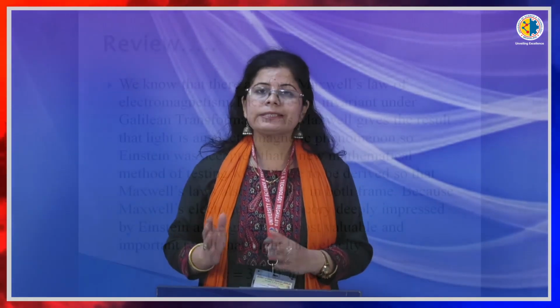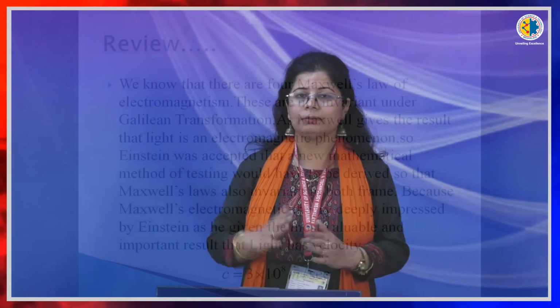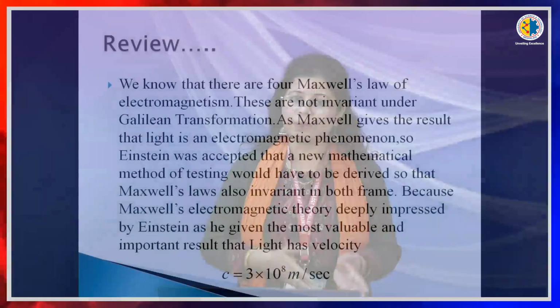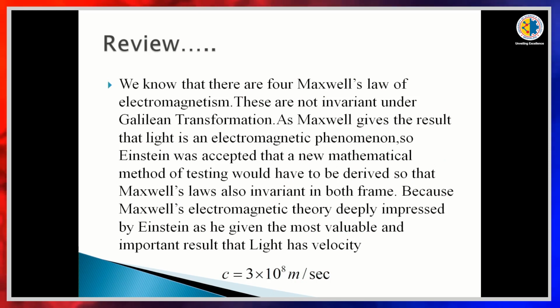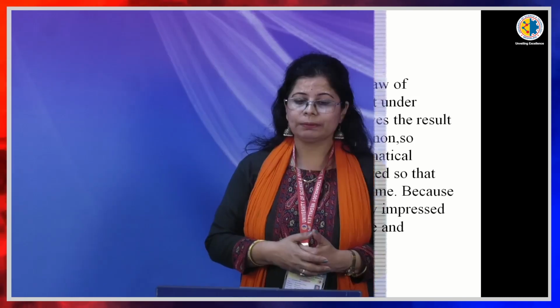So, already you know that there are four electromagnetic laws. These are Gauss law in electricity, Gauss law in magnetism, Faraday's law of electromagnetic induction and Maxwell's law of electromagnetic induction. As Galilean transformation did not prove that Maxwell's electromagnetic theories are invariant, another mathematical method of testing known as Lorentz transformation had to be derived. It is given that light is an electromagnetic phenomenon and it has velocity 3 into 10 to the power 8 meters per second.